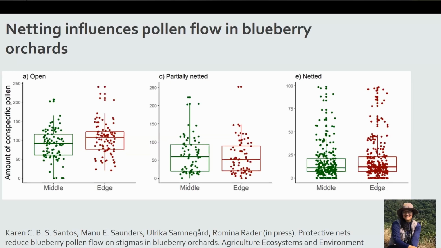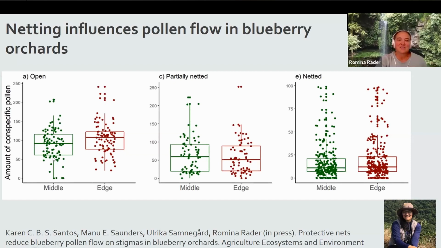And you can see on the y-axis is just the amount of blueberry pollen, which is conspecific pollen. And the three graphs show open, partially netted, and netted. And then we measured the amount of pollen on the blueberry flowers in the middle of the tunnels and on the edge of the tunnels. So what you can see here is the open tunnels had the most pollen, about 100 odd pollen grains as the median. The partially netted, you lose some of the blueberry pollen.